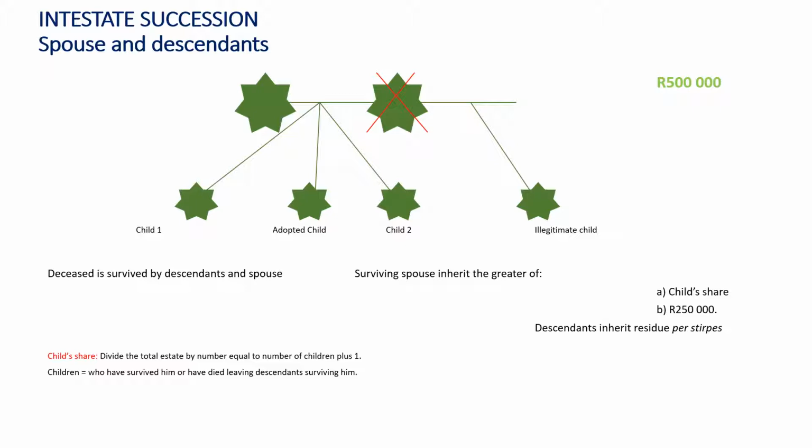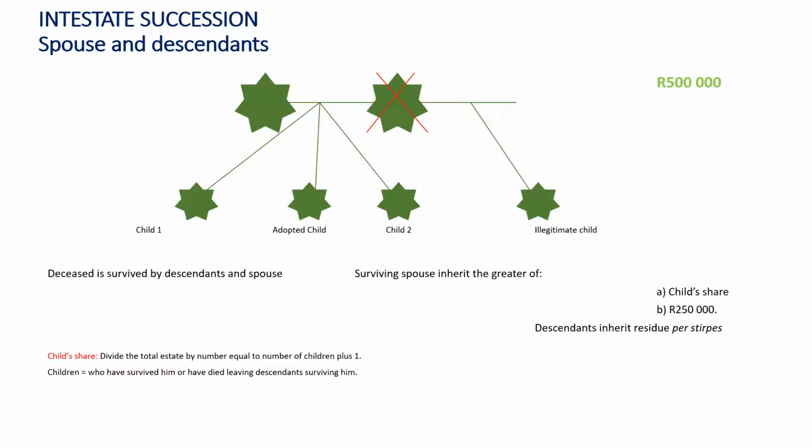If a deceased is survived by a surviving spouse and descendants, we said the surviving spouse will inherit the greater of a child share, which is calculated by dividing the total estate by a number equal to the number of children plus 1, or a minimum of 250,000 rand.